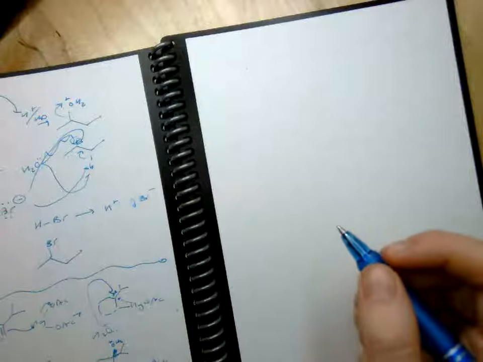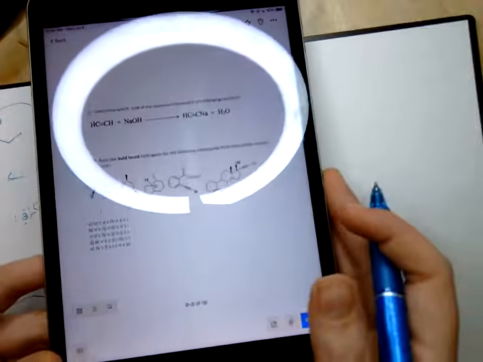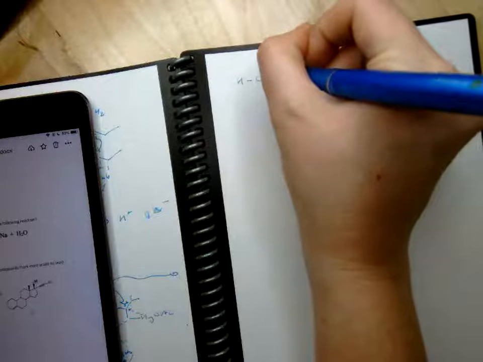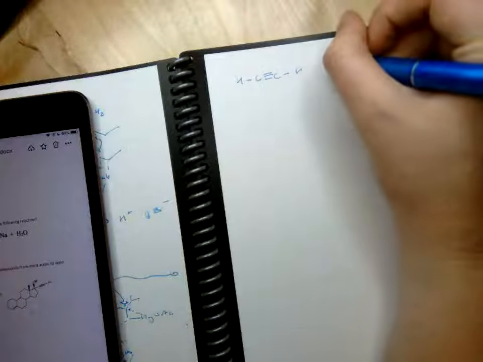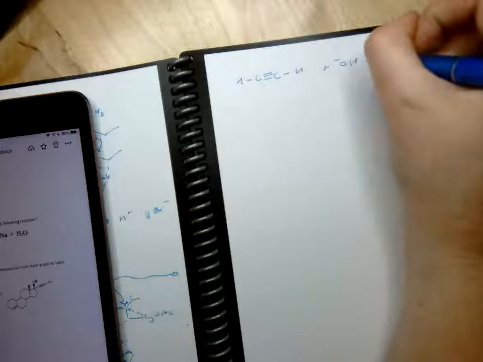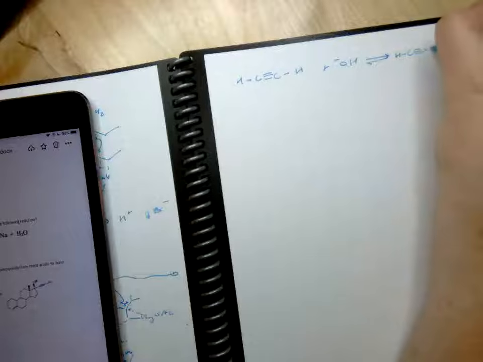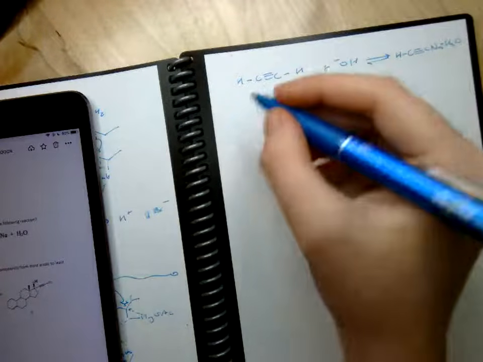Okay, and then the next question is determine which side of the reaction is favored. So really on this one, this is an acid-base question, and I have a whole video where I talk about how you do this. But basically, I compare the acids and the conjugate acid.